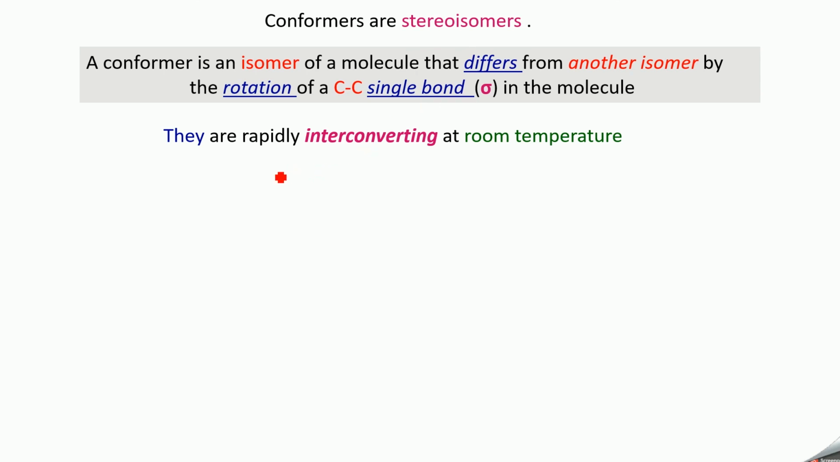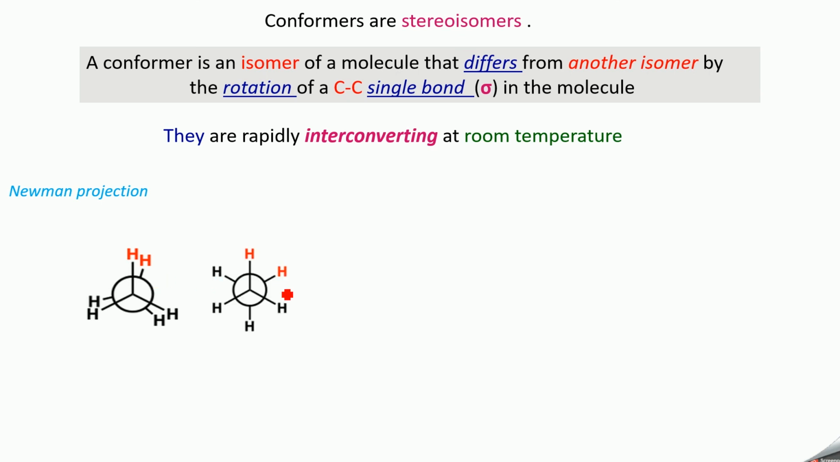You can take a Newman projection of ethane molecule. So how many forms are possible here we will discuss. These two hydrogens are in the same line, these two hydrogens are in the same line, and these two hydrogens as well. So this is the front carbon, the circle is the back carbon. Now you fix the front carbon and rotate the back carbon by 60 degrees. You will be getting like this.